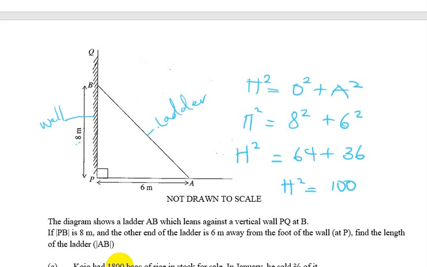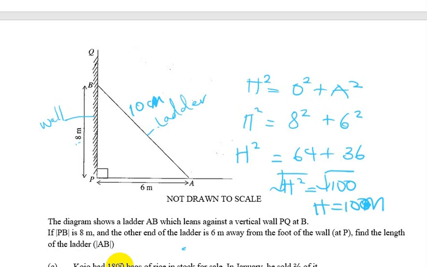But we are looking for h, not h square. So we'll square root both sides. Then we get h being equal to 100. Sorry, 10. Because the square root of 100 is 10. So the ladder is 10 centimeters. That is all.